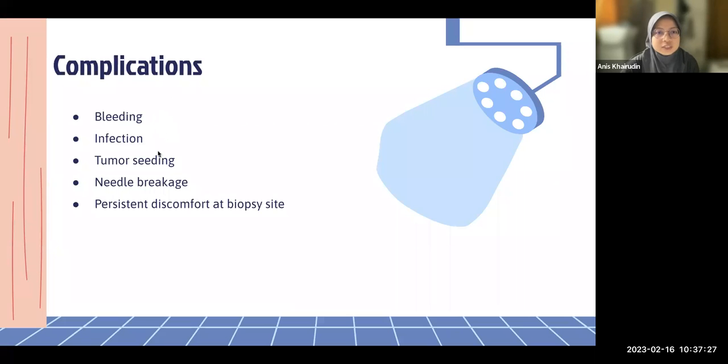Okay, and then complications: infection, because we put a foreign body inside our body, and then tumor seeding, because if there is already tumor in the bone marrow and we are pulling it out, maybe that will cause tumor seeding along the way. And then needle breakage, but I think this is very rare. And then persistent discomfort at the biopsy site, even after maybe a few days, the patient will complain.